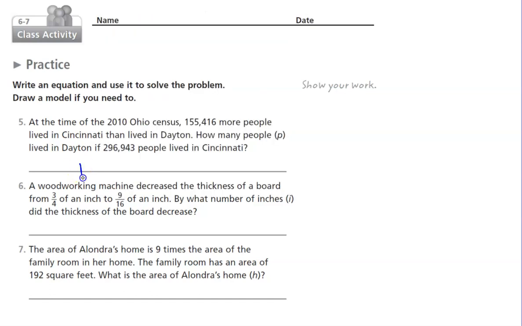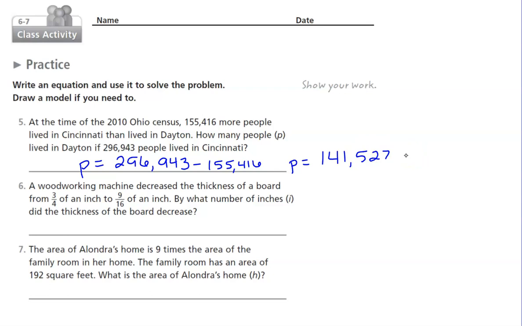So this basically is P equals 296,943 minus 155,416. And then basically that's telling you your answer ended up being 141,527 people.